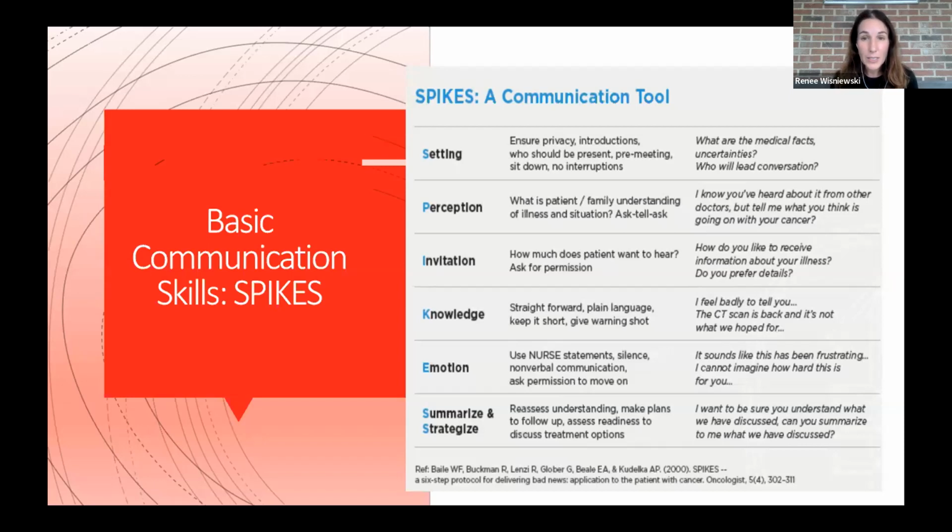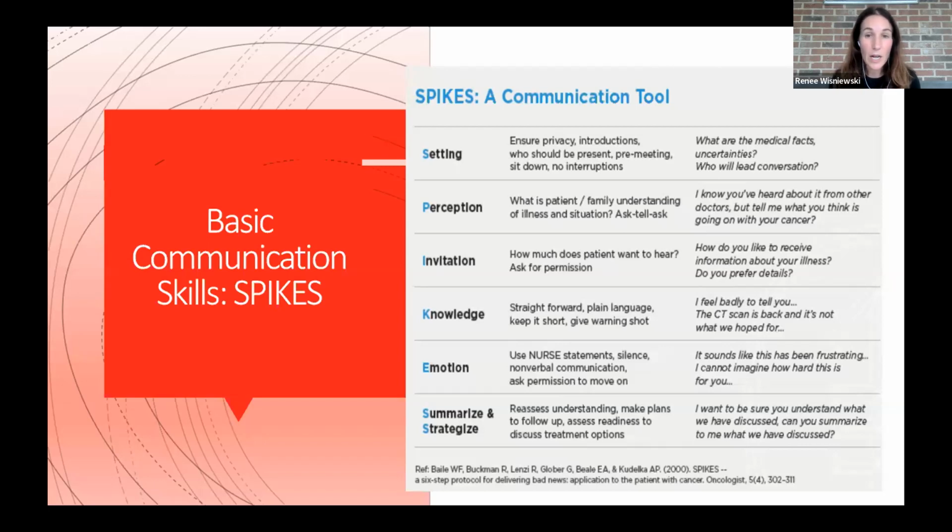Also an invitation, how much does the patient want to hear, and ask for permission before disclosing information. So this goes back to the setting and who's present. Sometimes patients don't want to be present when serious information is discussed. Sometimes they defer to a healthcare agent, a family member. And so always ask for permission. How do you like to receive information? Do you prefer details? Do you prefer a big picture? Who would you like to hear the information?